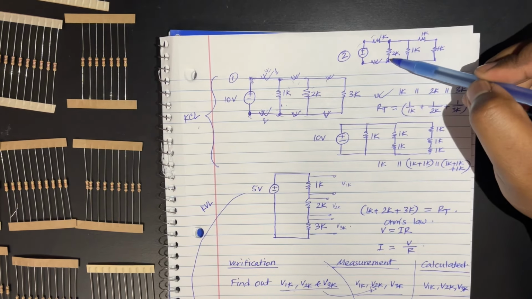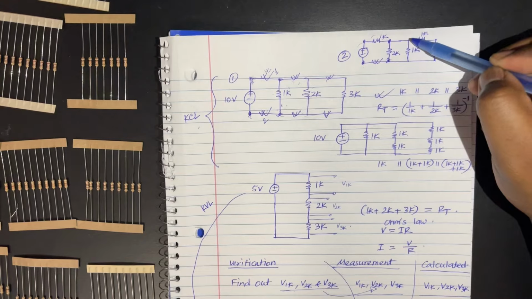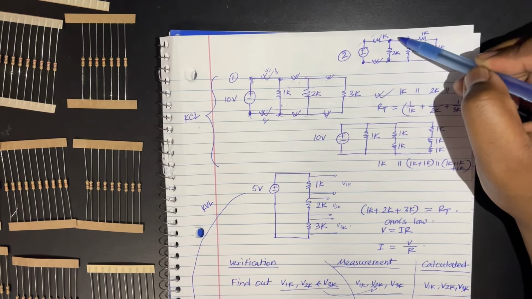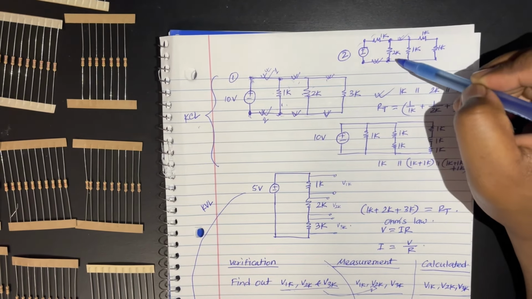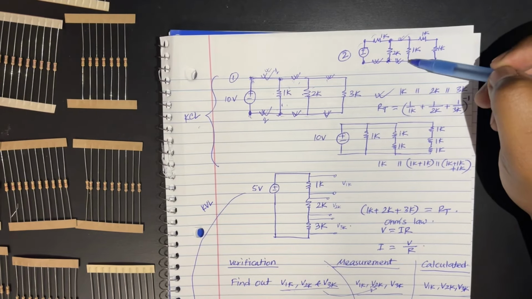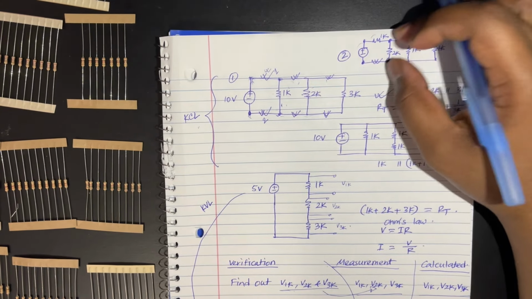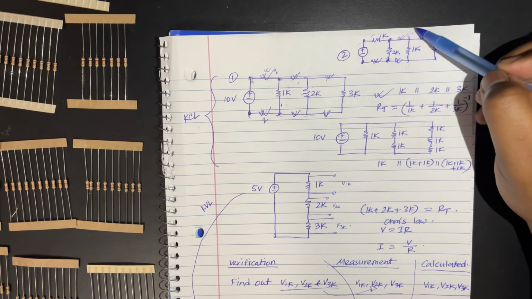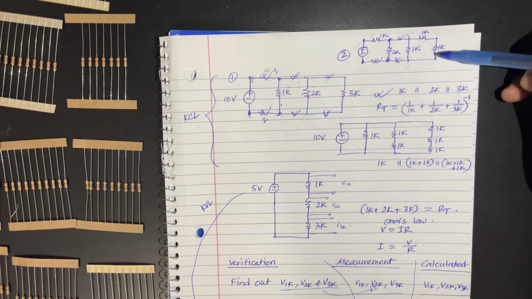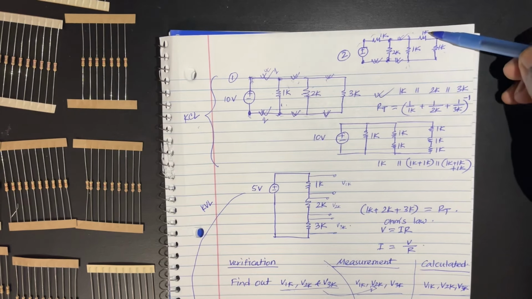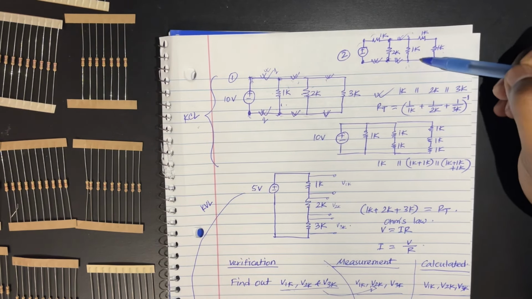But is 1K parallel with 2K? Yes, because this node and this node are the same node. This node and this node are the same node. Remember, two ends represent two nodes. So when two nodes of two different circuit elements don't have any circuit elements between them, then they are in parallel. Now, are 1K and 1K in parallel?